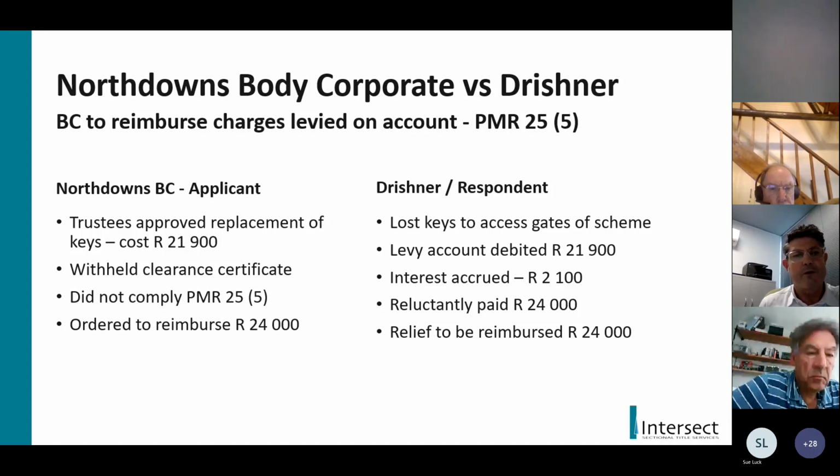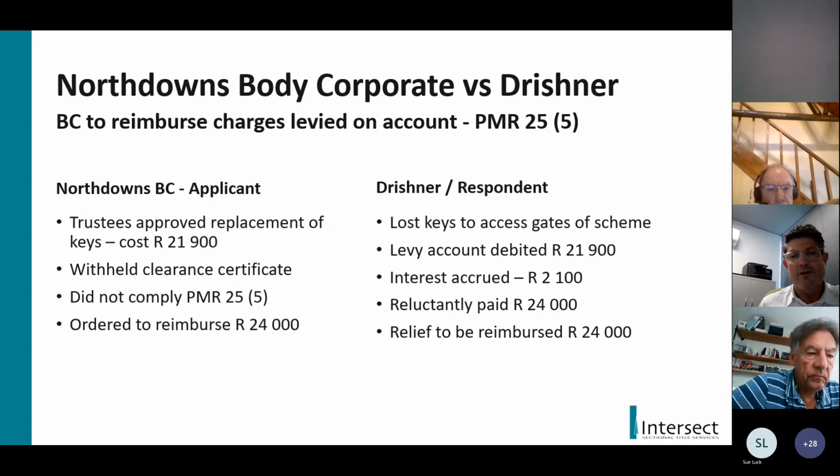You would probably replace the whole lock. So in this case, the body corporate said, well, it's a security risk. We're going to replace all the keys that were affected. It cost the body corporate 21,900 Rand. And also what happened in the same time is that the owner was in the process of selling his apartment. So the body corporate then went and charged the 21,900 Rand to the owner's levy account.